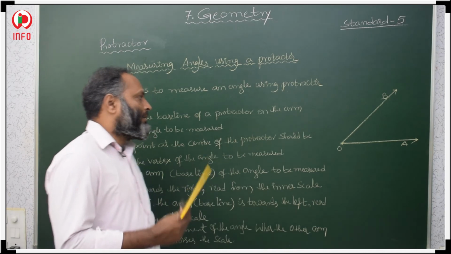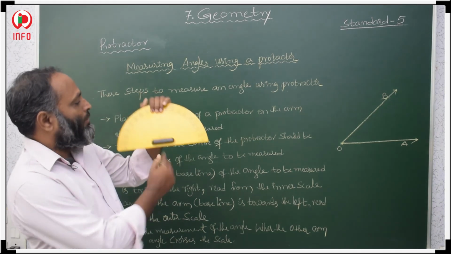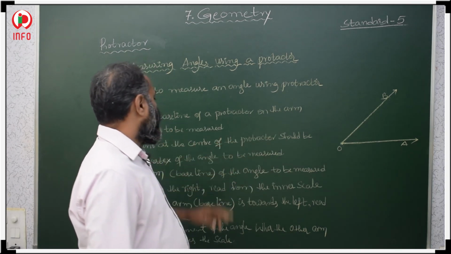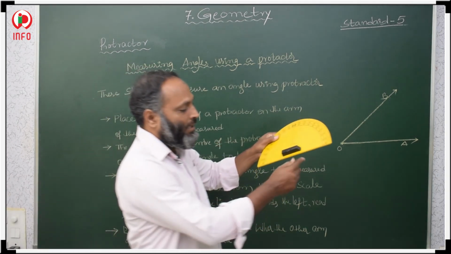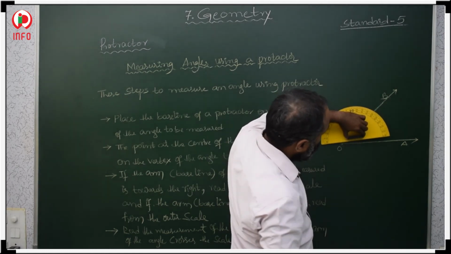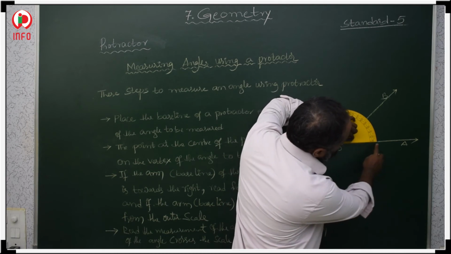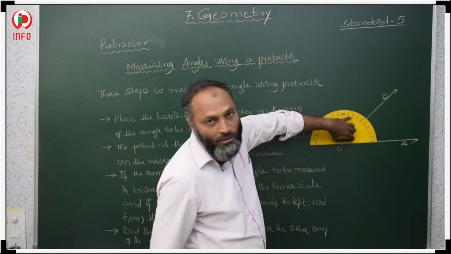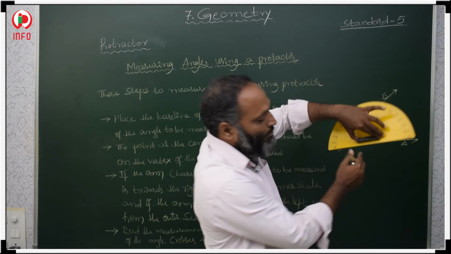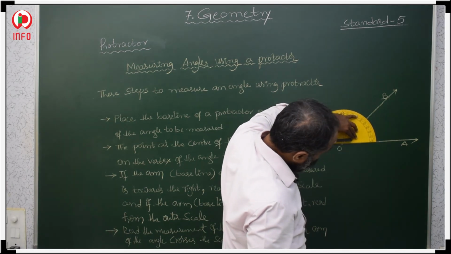First step. So in the first step, what we have to do? Place your baseline. This is the baseline. Place the baseline of the protractor on the arm of the angle to be measured. We have to keep the first arm of this angle like this. The baseline should coincide with this arm. How many arms do we have? OA and OB. So the baseline of your protractor should coincide with this arm. Like this we have to keep.